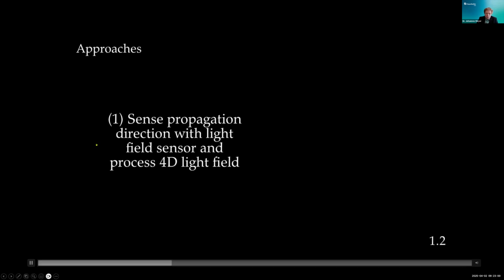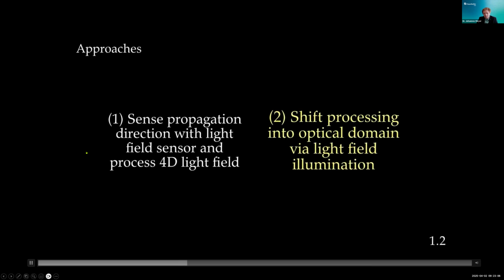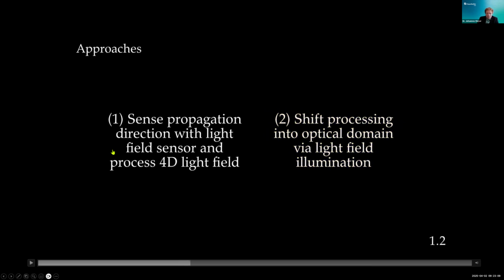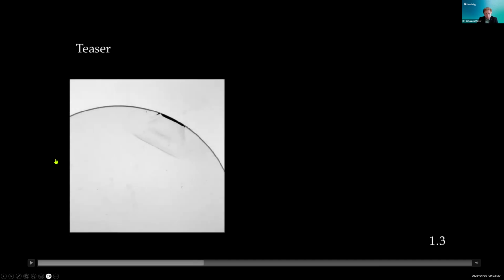Another approach would be to completely shift any processing into the optical domain by using a specifically adapted light field illumination. Now, approach 1, we've done that a lot. You can read a lot of papers about that. It's a bit more difficult. You need special kinds of sensors and so on. That's why we will be looking at the second approach today. Before we look at the details of how this works, I'd like to give you a quick teaser image of what you can achieve with that methodology.